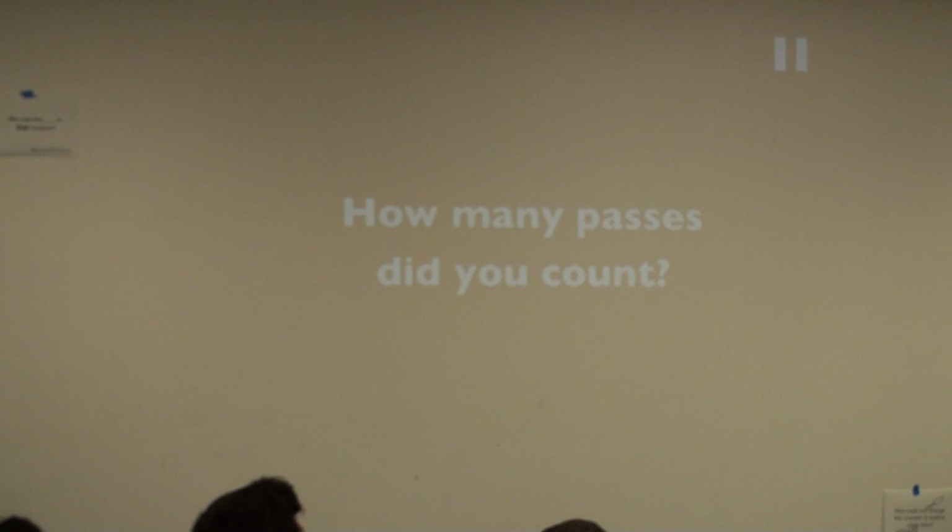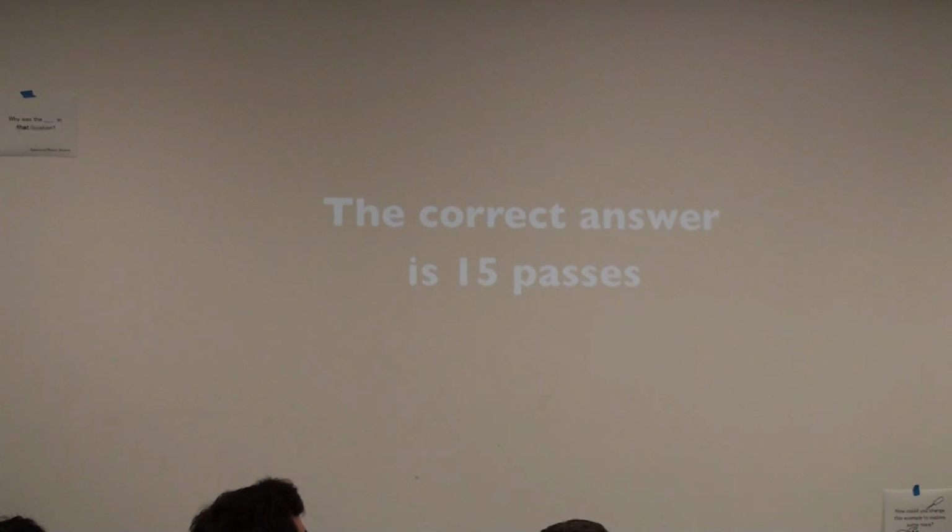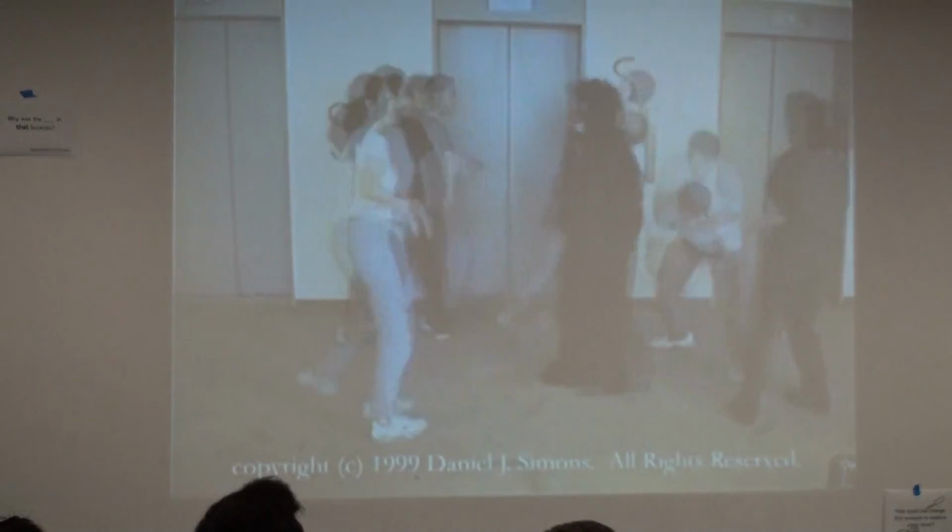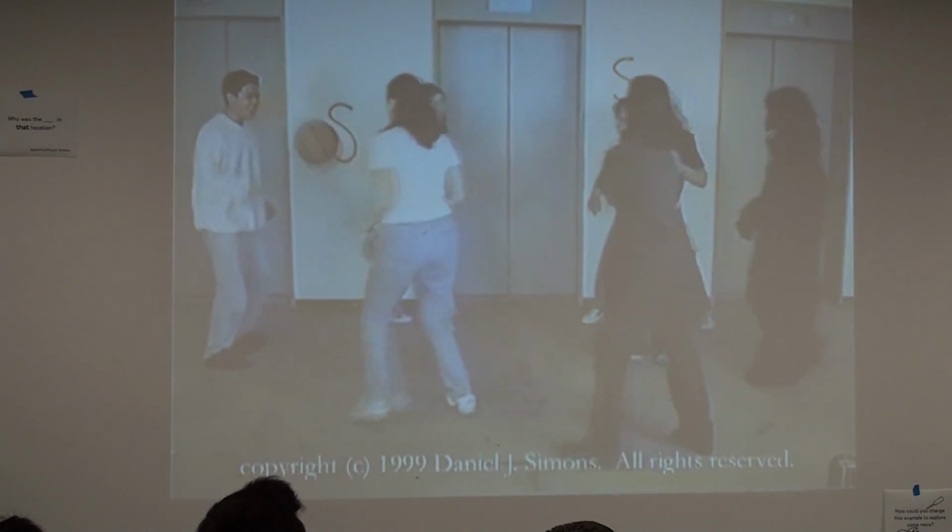How many passes? So, how many passes did you guys count? 13, 15. Did you count? Correct answer is 15. Show of hands. How many people saw the animal? Guy in the suit? Gorilla. What was it? Gorilla. Passes. But did you see the gorilla? I did not see the gorilla. Well, I saw something, but I was more focused on.